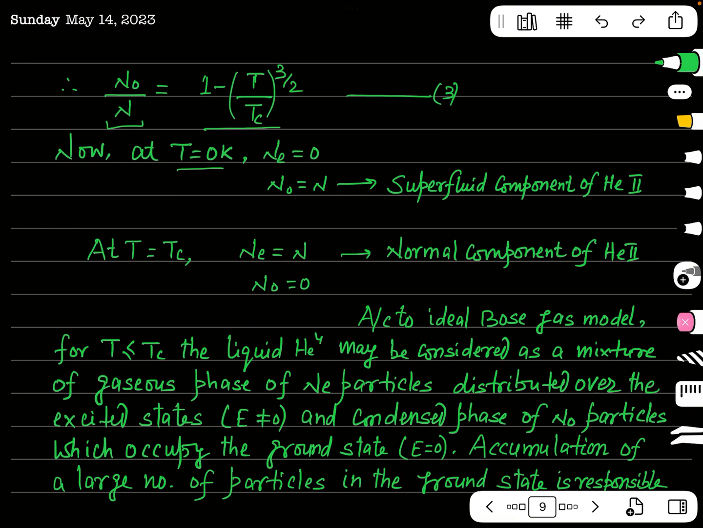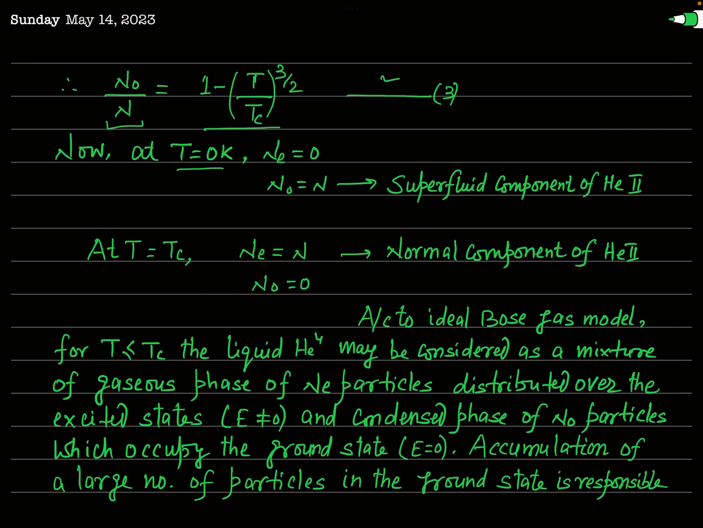Or you can see this result, equation 3. If T is 0, then N0 by N will be equal to 1, and so N0 will be simply equal to N. It means all the atoms will be in the ground state. And that actually forms the Bose-Einstein condensate, and that also corresponds to the superfluid component of helium 2.